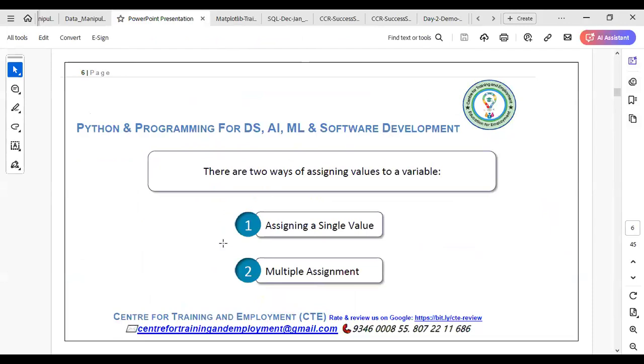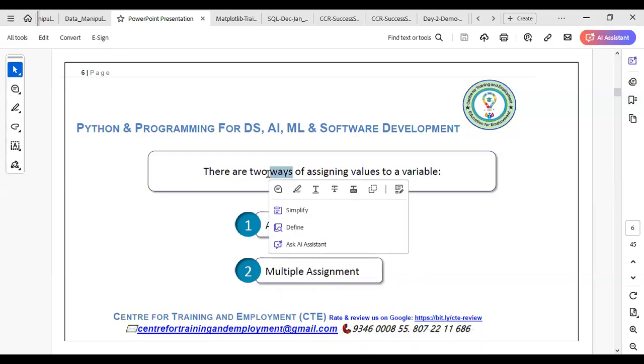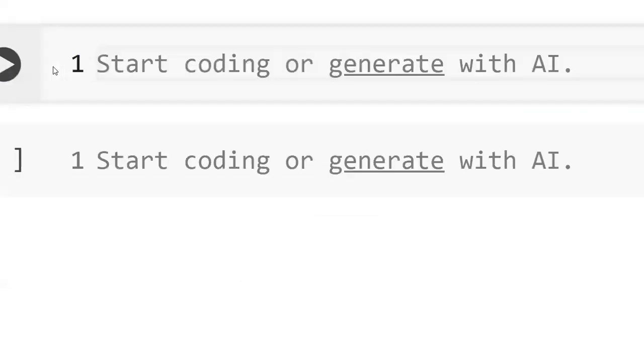Assigning a single value, assigning multiple values. Let us start from here. All of you open your Colab notebooks. I will teach you. There are two ways of assigning values to a variable. Let us get back to our basics of Python. How can you do that?